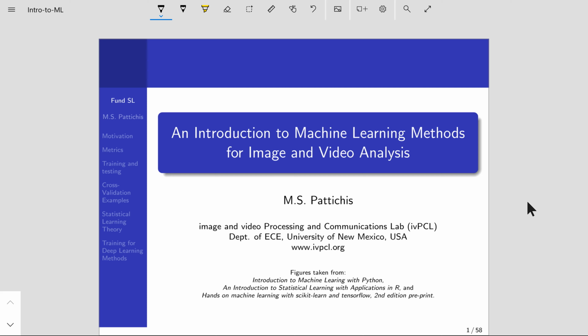Hello. Today I want to cover an introduction to machine learning methods for image and video analysis. The methods we're going to cover are pretty general and they extend way beyond image and video analysis, but our eventual focus will be on image and video analytics.